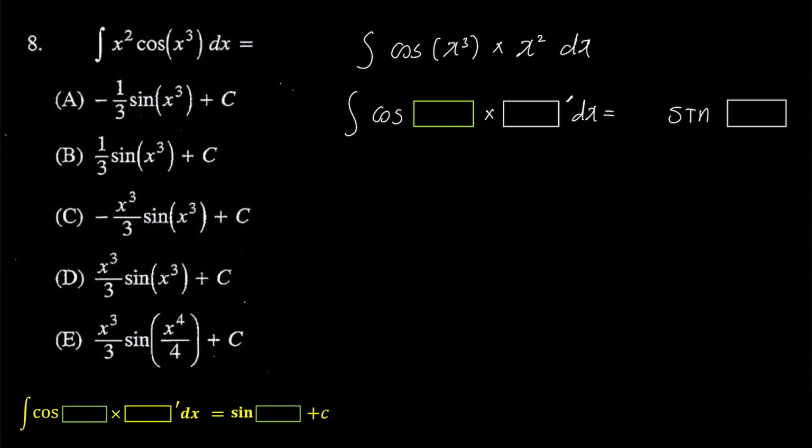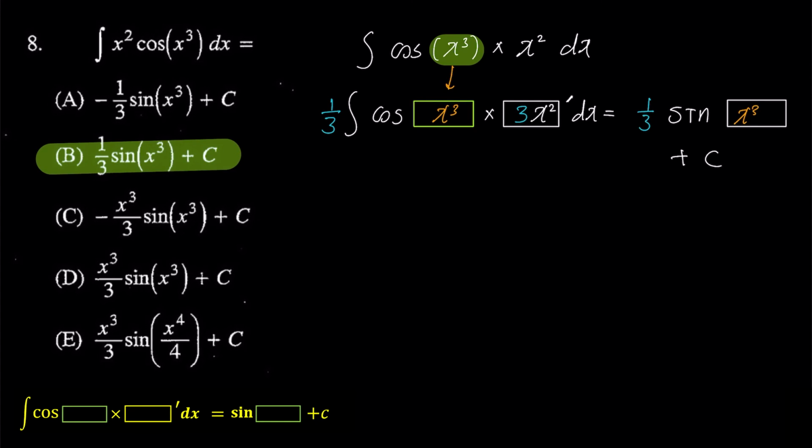Shall we try changing the order of these terms? Let's apply the box rule. Put x cubed in the green box and put its derivative 3x squared in the box prime. Remember to divide it by 3 to get the original expression back. To find the answer on the right, we simply multiply by 1/3, put x cubed in the box, and add C. Looks like the answer is B.